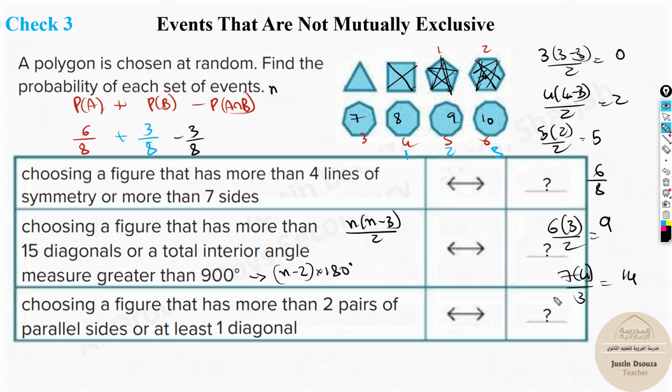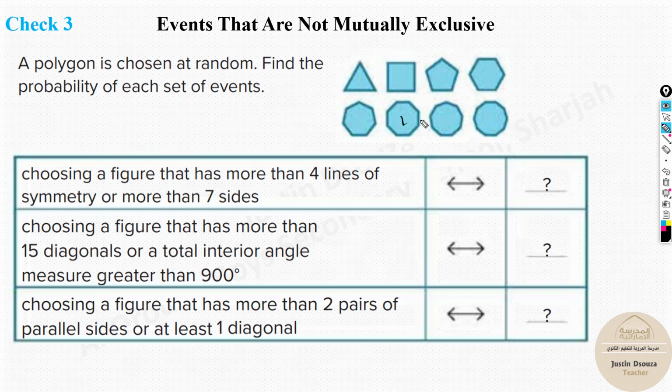15 diagonals. Okay, let's do it. Octagon is 8 into 8 minus 3 would be 5 by 2. So if you do 8 times 5, it's 40. 40 by 2 is 20. This is more than 15. So which are the possibilities? That will be 1, 2, and 3. Let me write the formula: n into n minus 3 by 2. So we have only 3 possibilities which have more than 15 diagonals.